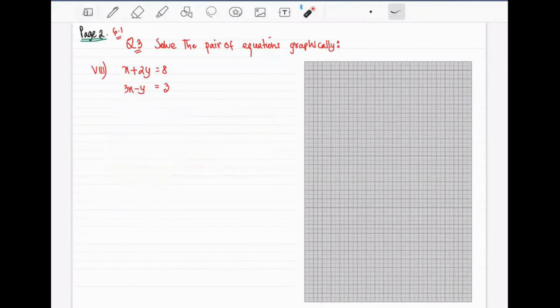Okay, now I'm taking up straight from question number 3 from your exercise 6.1. The question is saying you have to solve the pair of equations graphically. We're given two equations, x plus 2y is equal to 8, and the other is 3x minus y is equal to 3. Before we go on to the solution of this, let me remind you how to draw the graph of a particular equation, right?